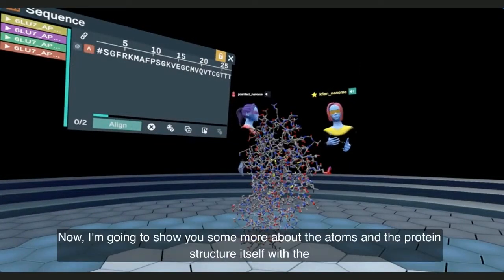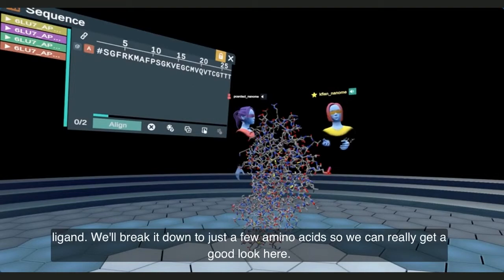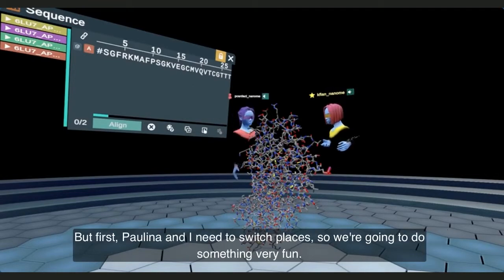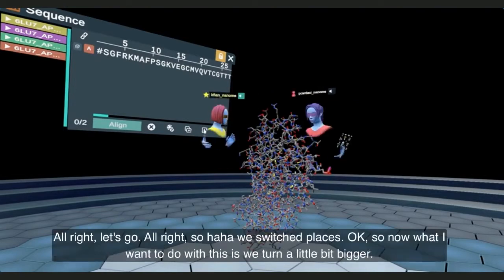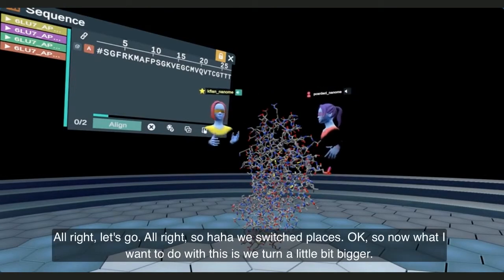Now, I'm going to show you some more about the atoms and protein structure itself with the ligand. We'll break it down to just a few amino acids so we can really get a good look here. But first, Paulina and I switch places. So we're going to do something very fun. Teleport. Are you ready? I'm ready. Right, let's go. All right, so we switched places.